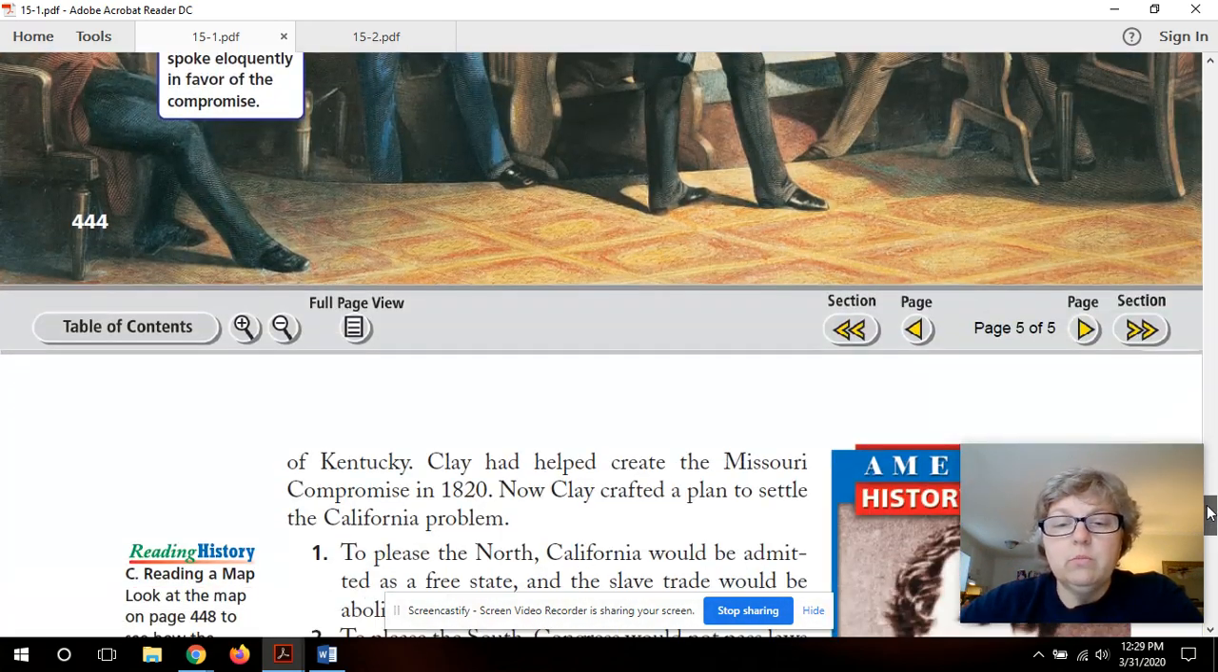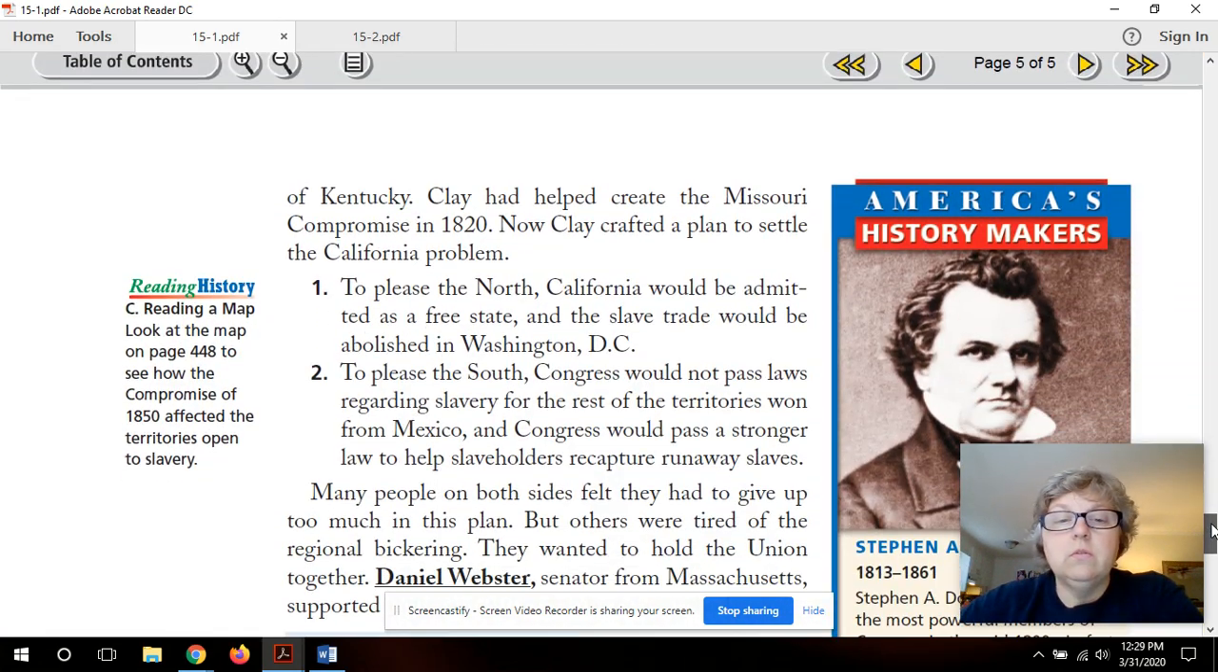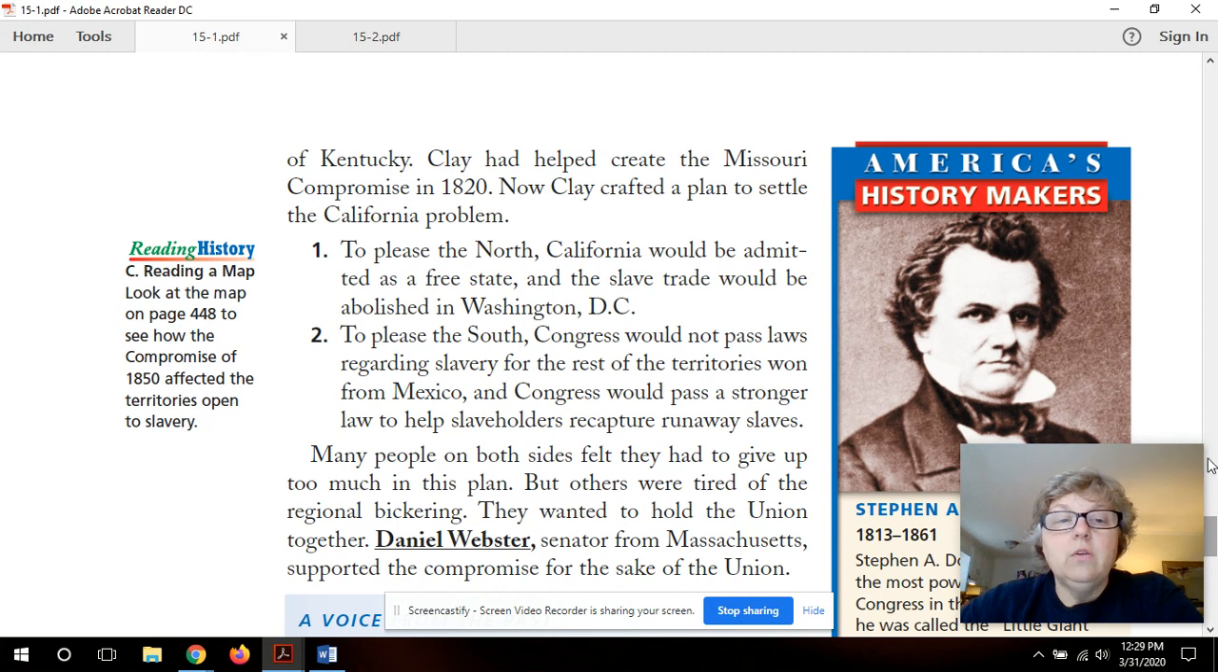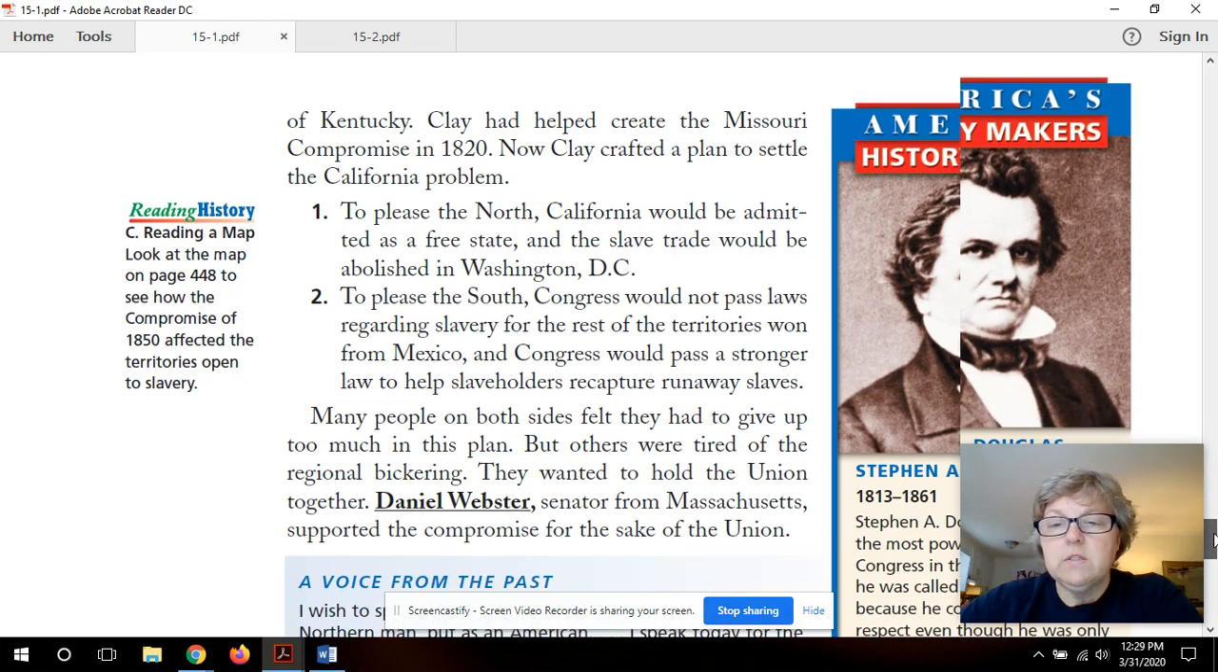Now, moving on, scrolling down. You will see they're talking here about another compromise that they made in 1820 called the Missouri Compromise. Remember, I just mentioned that, so there's the information for it.